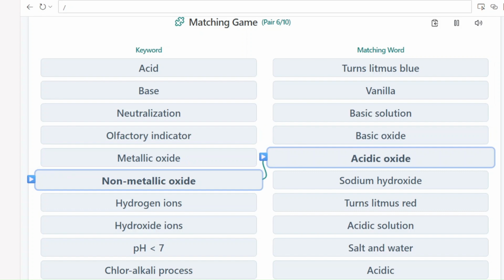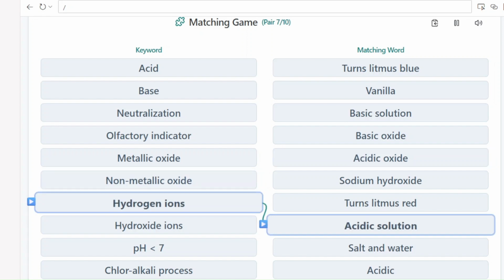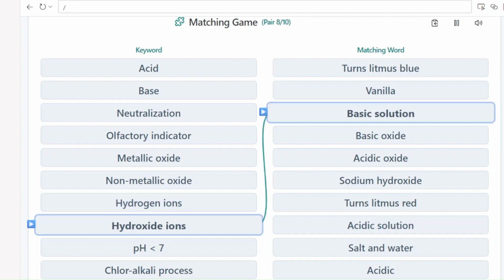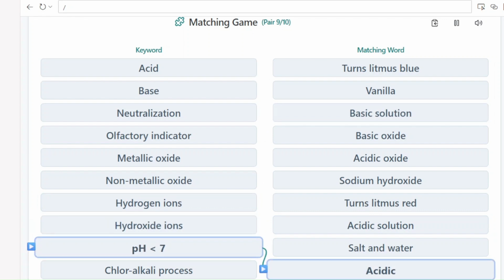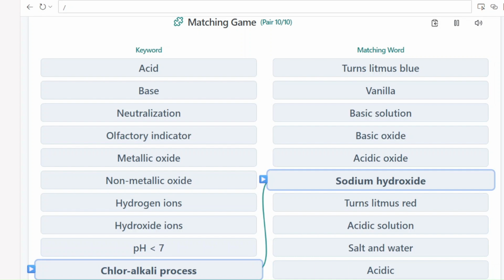Non-metallic oxide. Acidic oxide. Hydrogen ions. Acidic solution. Hydroxide ions. Basic solution. pH less than 7. Acidic. Chlor-alkali process. Sodium hydroxide.